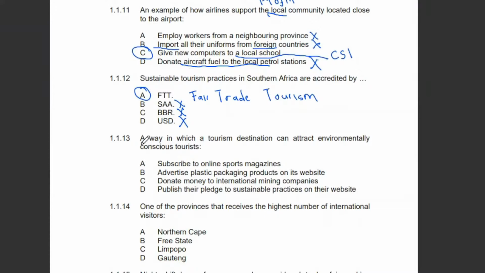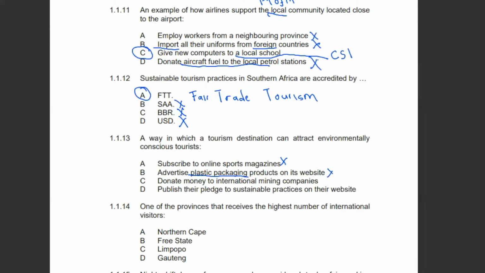Now let's go to 1.1.3. A way in which a tourism destination can attract environmentally conscious tourists. A way in which a tourism destination can attract tourists who practice sustainable and responsible tourism. All right, there are different options there. Subscribe to online sports magazine. This one cannot be an acceptable answer. Advertise plastic packaging products. Actually, sustainable and responsible tourism goes against the use of plastic. So we eliminate this one.